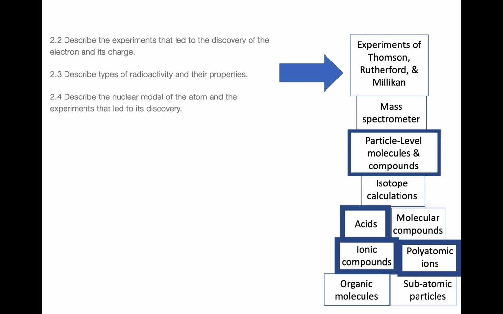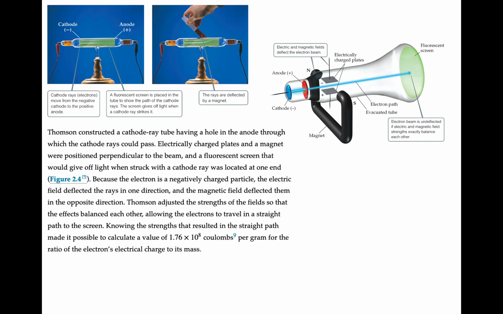Typically, the lowest scoring topic is that involving the experiments of Thomson, Rutherford, and Millikan. A lot of ideas within there. When it says to describe these experiments, describe the nuclear model, a lot of understanding goes into being able to describe and explain what was going on. Let's see what's in the book.